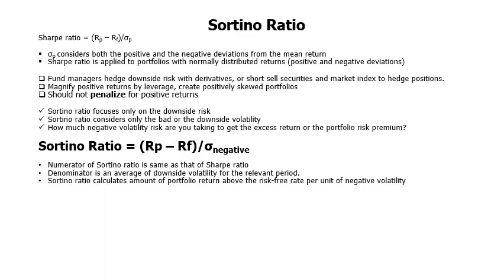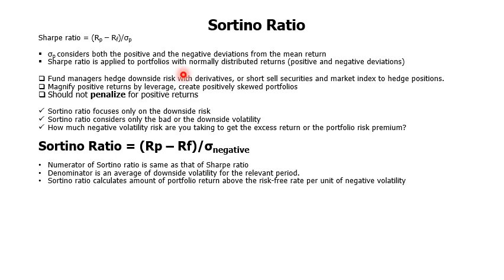Let's now discuss the Sortino ratio. Let's first revisit the formula for the Sharpe ratio. The Sharpe ratio is equal to Rp minus Rf divided by sigma p. The denominator sigma p considers both the positive and the negative deviations from the mean return. Basically, the standard deviation in the denominator is calculated using returns which are both above and below the mean return. We take the entire data set to calculate the standard deviation. The Sharpe ratio is applied to portfolios with normally distributed returns with both positive and negative deviations.